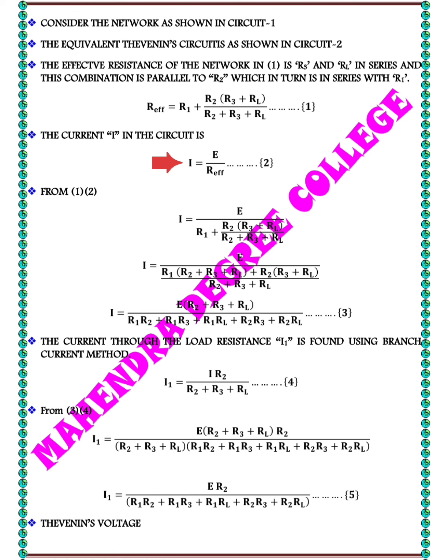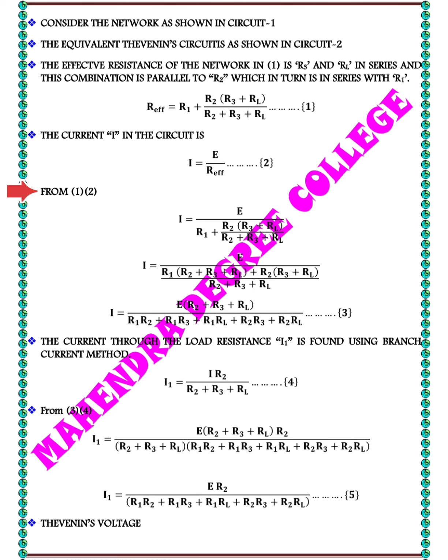E represents voltage measured in volts V. I represents current measured in amperes. R represents resistance measured in ohms. This relationship allows us to calculate any of the three variables E, I, or R if the other two are known. Finally, I equals E by effective resistance. This is equation number 2.